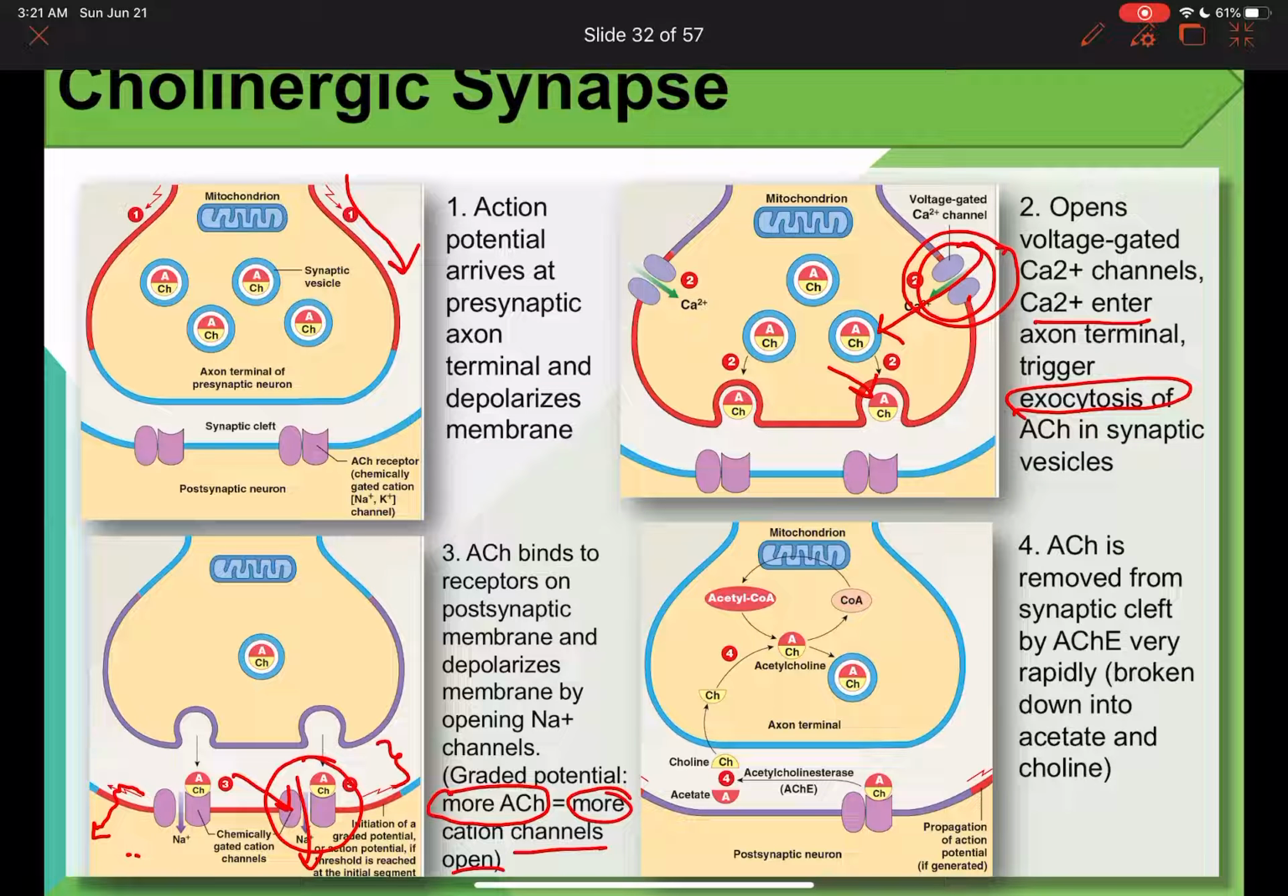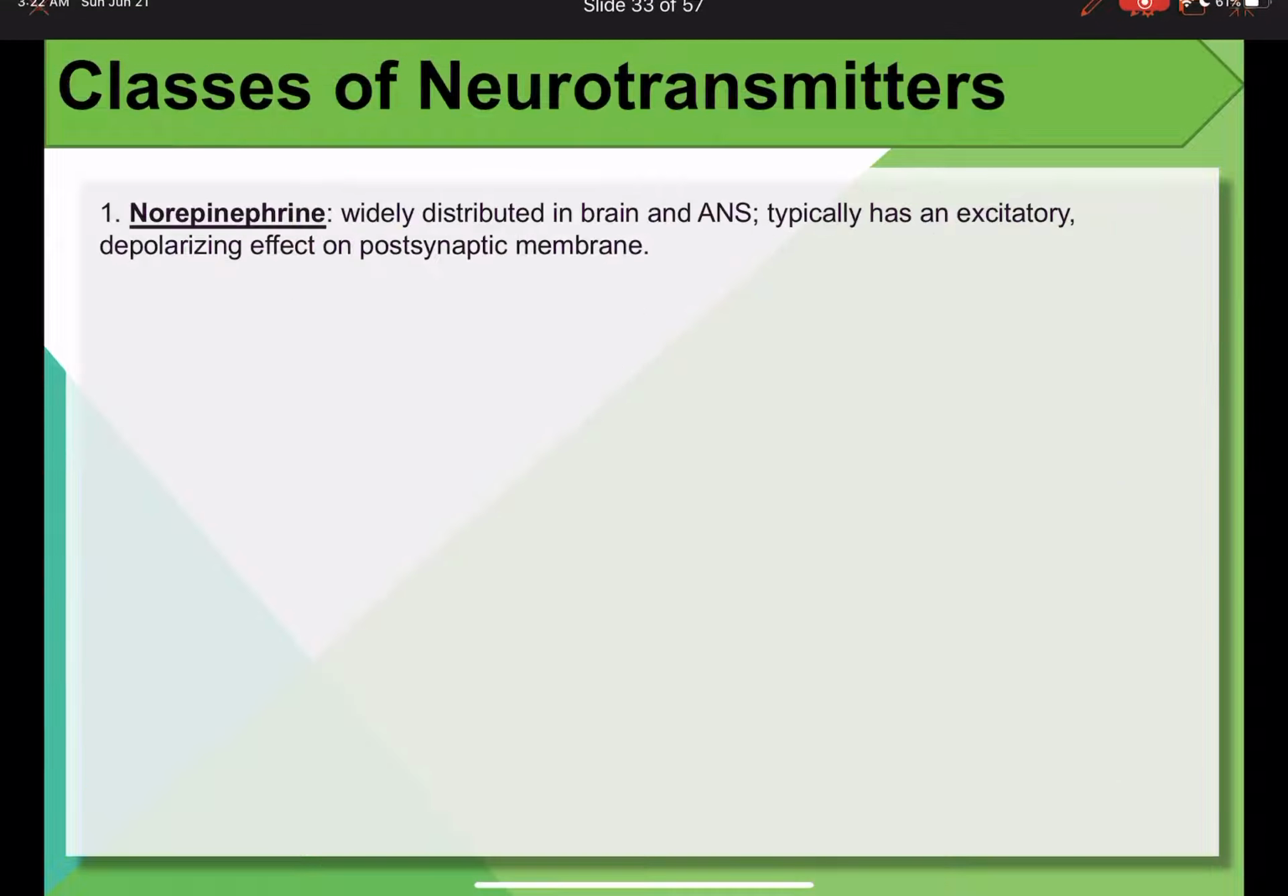And that's why sometimes when we don't want the stimulus to keep going, and when the stimulus is done, the acetylcholine can be removed from the synaptic cleft by acetylcholinesterase, which breaks down the acetylcholine, and then all these broken parts can be reabsorbed back into the axon terminal and reformed into acetylcholine.